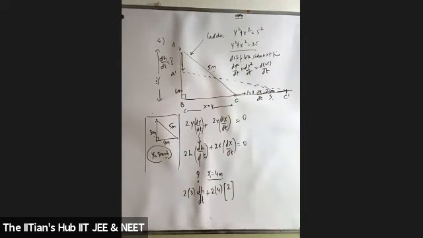Is this clear to all of your students? Yes, sir. If we substitute the value of 2x as 4 and dx by dt, we can find the value of dh by dt easily. It will come in negative.